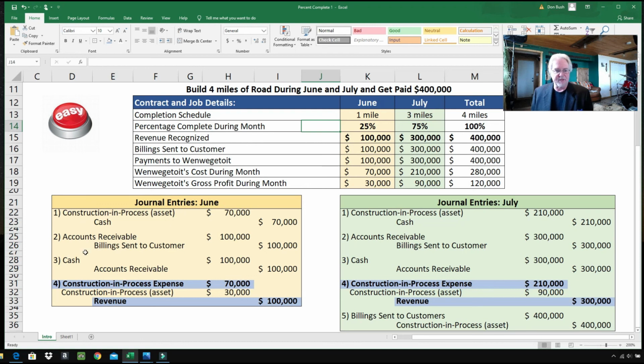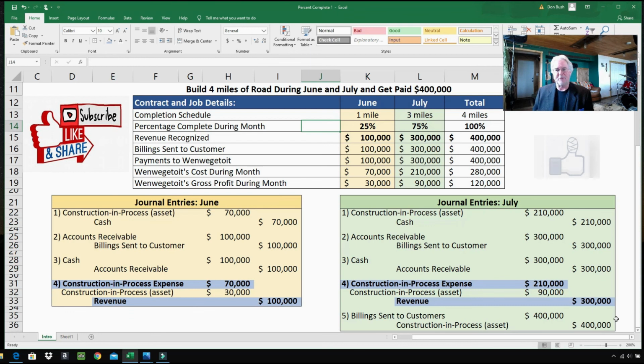All of the accounts belong to the balance sheet, they go on the balance sheet except for these 2 here, highlighted in blue. And going on to July, the journal entries for July would be identical. Of course, the numbers are going to be a little different. And we have added this fifth and final entry to close out the accounts once the project is done. So folks, this is just an overview of the percentage of completion method.